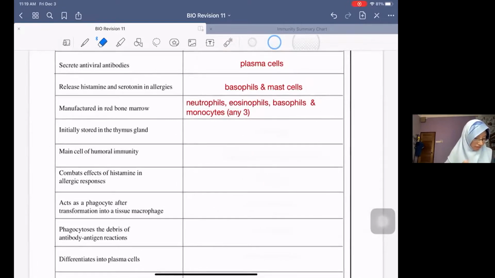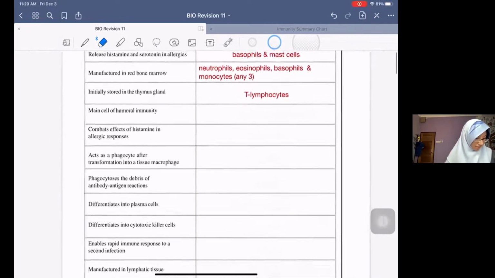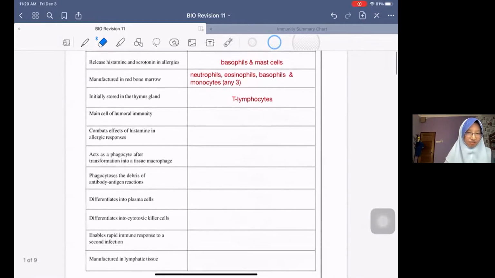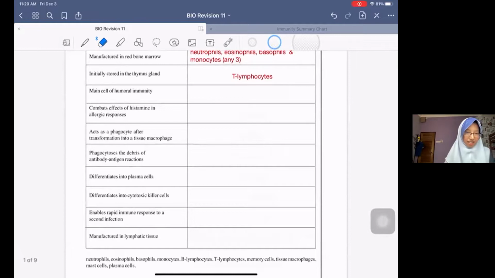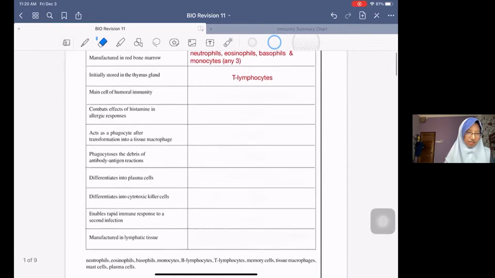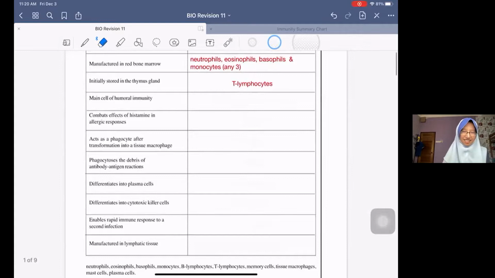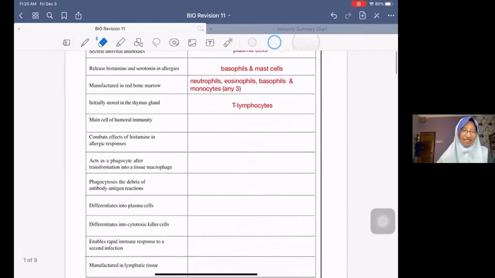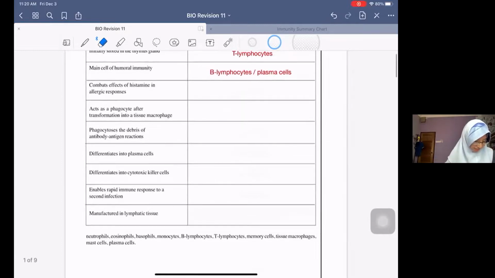Okay, so initially stored in the thymus gland. Yes, correct, Joyce. T lymphocytes. Okay, so main cell of humoral immunity. Anybody? Okay, thank you, Inteng. Yes. B lymphocytes or plasma cells.